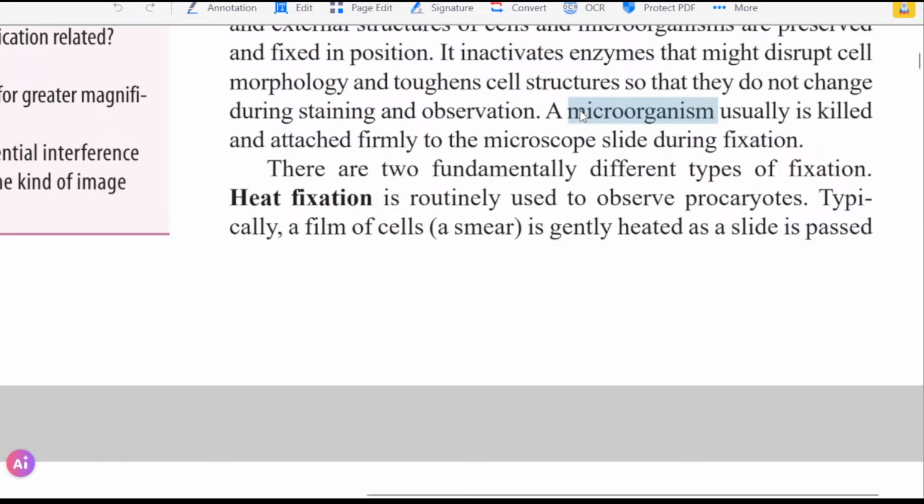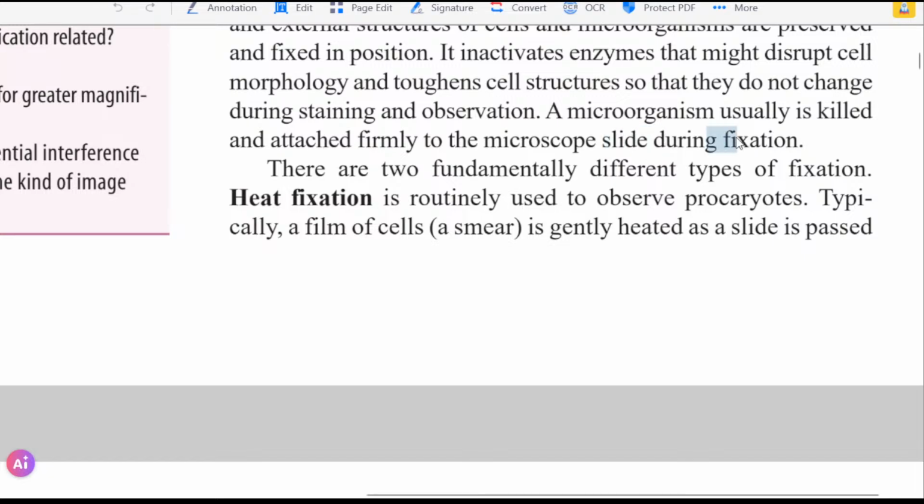So they usually are killed, but there are some cases where we need to study living cells, right? How the cell's organelles actually work or things like that, so we don't kill them. And then we attach them firmly to the microscope slide. It needs to be firmly attached. We don't want it moving here and there and making the clarity of the slide bad.